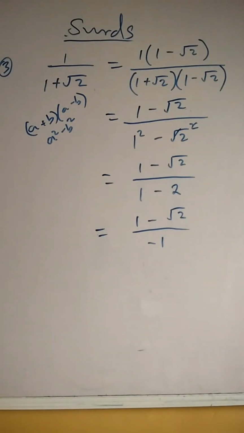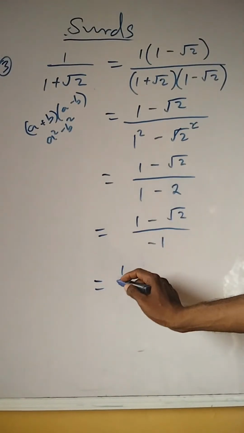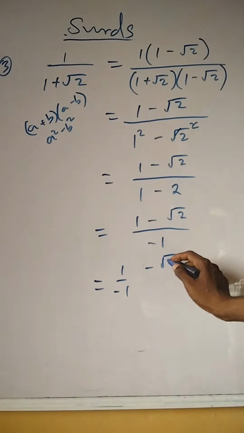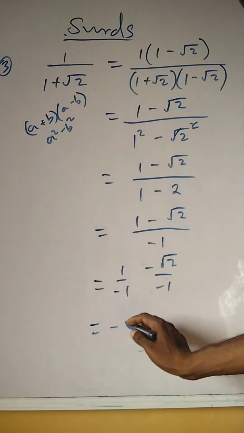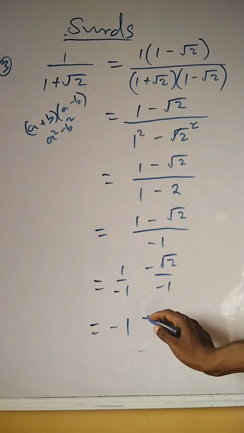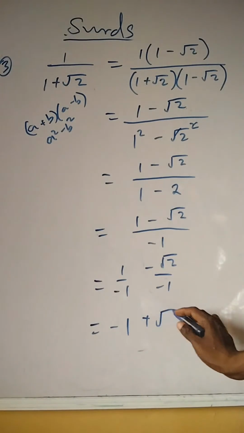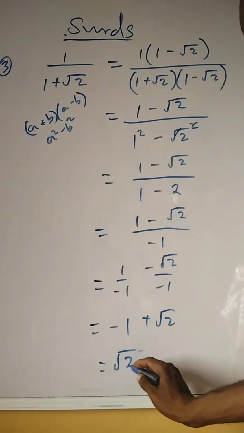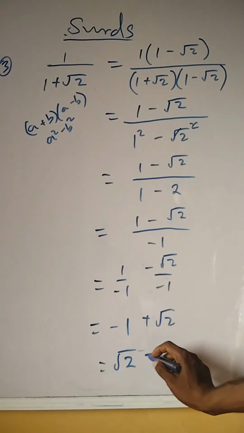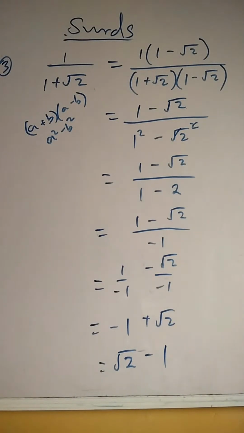Also, we can separate this and we write this as 1 over minus 1, then minus root 2 over minus 1. That is 1 over minus 1, the same thing as minus 1. Minus over minus turns to plus, then root 2, this root 2 here. And this is the same thing as root 2 minus 1. So here we have the simplified form of that solved problem. We have already rationalized that.